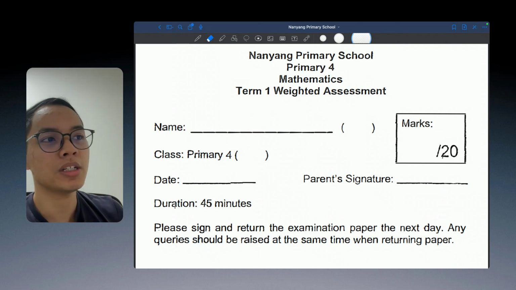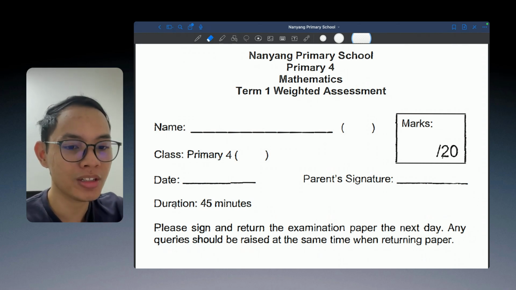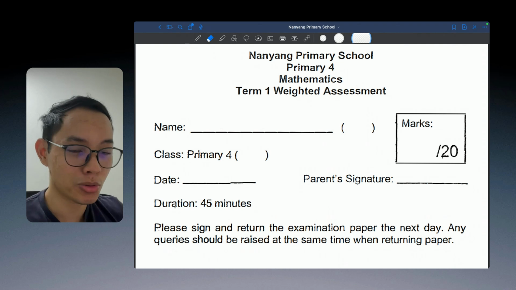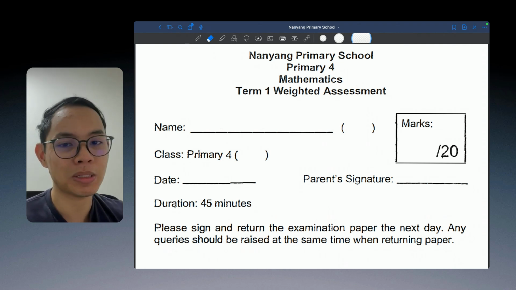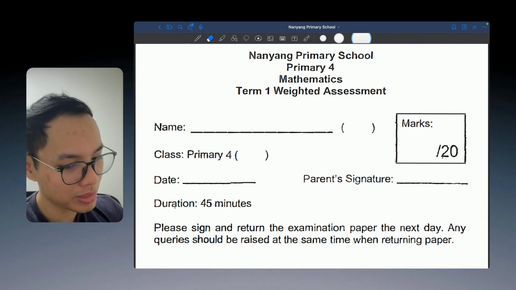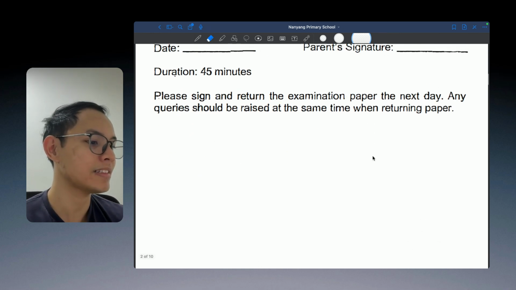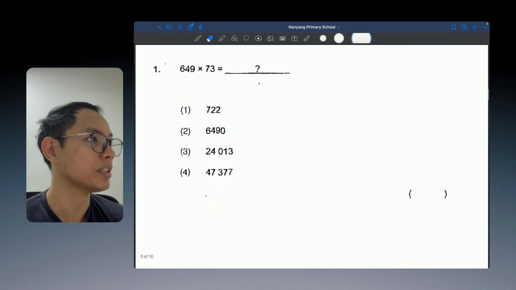The best way to do this is you can download this whole assessment from the link in the description. I'm going to go through the questions one by one. So you see a question, pause the video, write down your workings and the answer and see whether it is correct. All right, so let's get started on the first question.